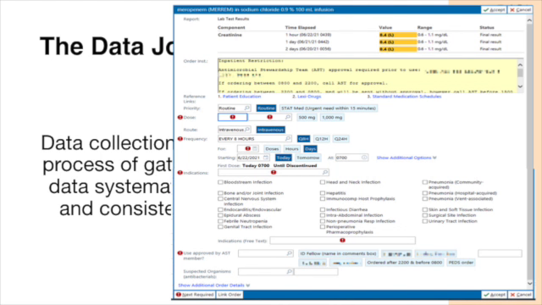Hey, Joyce, what are you doing? Why, I'm typing in patient data into Epic.